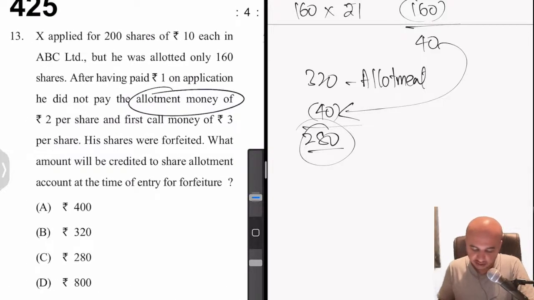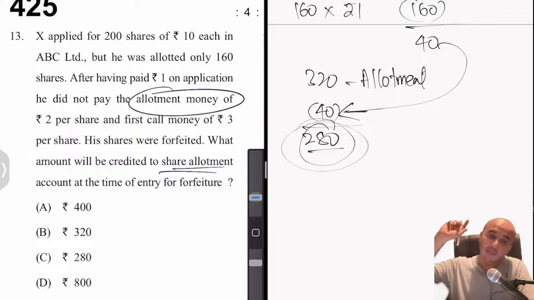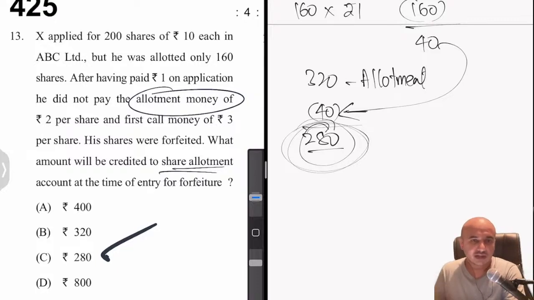Allotment money, where is it? What amount will be credited to share allotment? This is the amount which will be credited to share allotment, 280 rupees. That means we will have to cancel share allotment to that extent, to the extent which we have not received. 320 was due, gross due, minus already received towards allotment during the application stage 40. So net due would be 280. I hope it is clear. Let me know if there is any doubt.